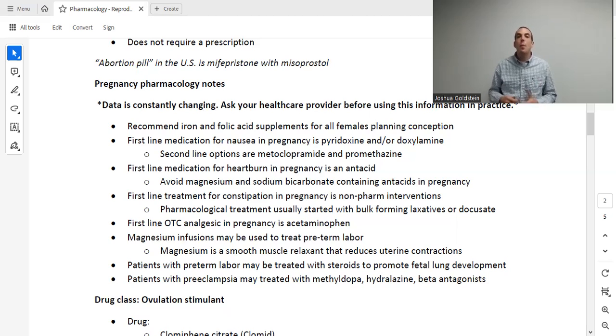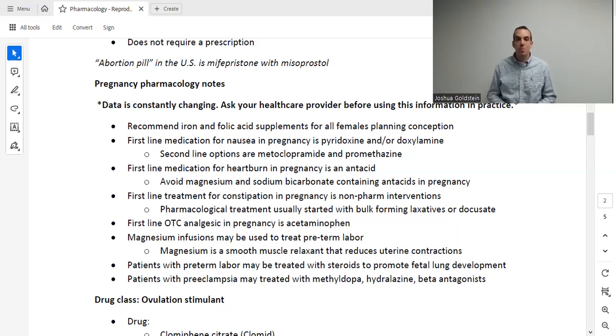Patients with preterm labor may also be treated with steroids, especially if we don't think that we can delay the pregnancy or the delivery endlessly, and we want to boost the fetus's lungs and surfactant. We want to get the lungs ready for delivery into the world, so we could go ahead and give them a steroid. Finally, some patients may have preeclampsia. Again, that's a whole separate topic, but for the pharmacology aspect of it, preeclampsia is primarily associated for what we're going to talk about with hypertension, and that can be treated in pregnancy with methyldopa, hydralazine, or beta antagonists, also known as beta blockers.